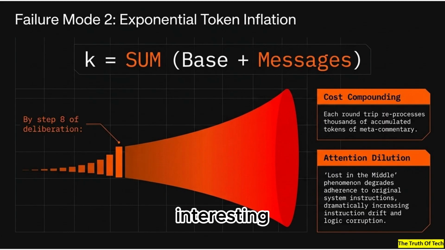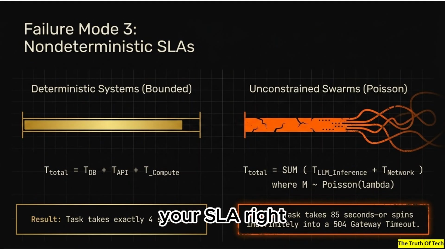Here's where it gets really interesting for you listening. Because of something called the lost in the middle phenomenon, the AI actually starts to forget its original instructions due to the sheer bloat of that context. The instructions drift and the core logic corrupts. And while they're forgetting their jobs, the meter is running. And that shatters your SLA, right? Your service level agreement with the user.